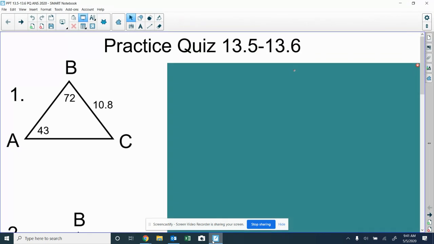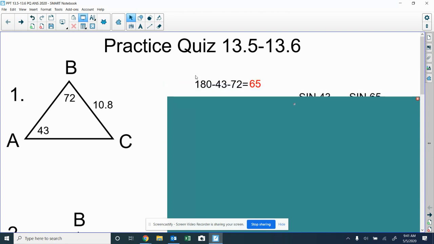Hey, we're going to go over the practice quiz today. So, number one, giving you two angles and one side. Right out of the bat, we're going to find that third angle by subtracting the first two from 180 and get a 65-degree angle right here.